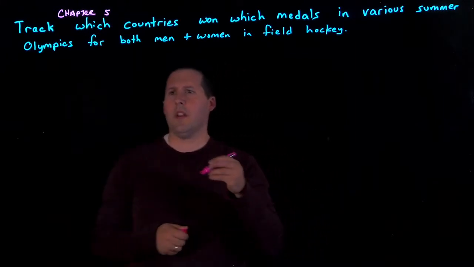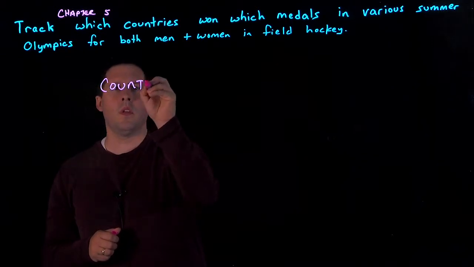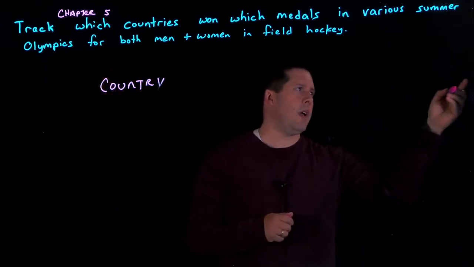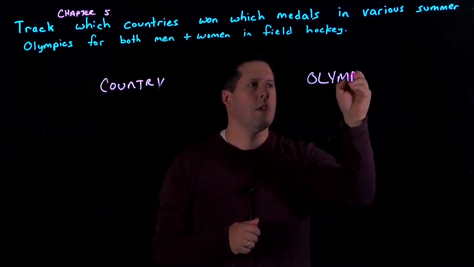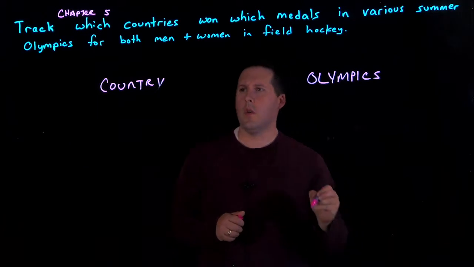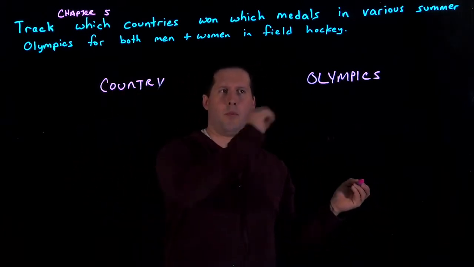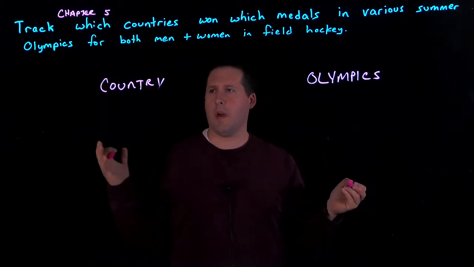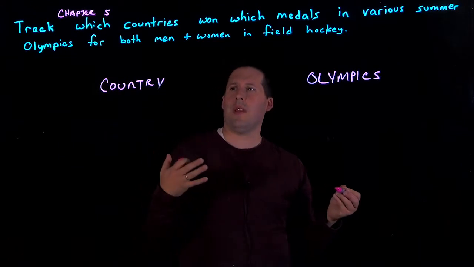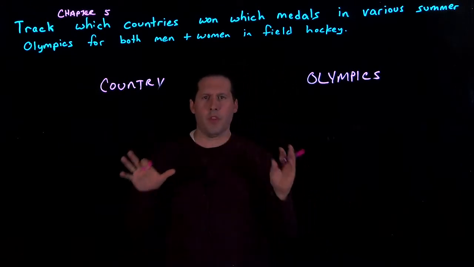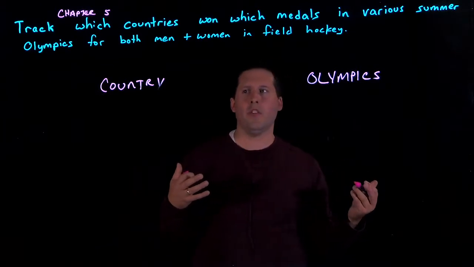So if we started with just the country, and over here we had the Olympics, we would have what is known as a many-to-many issue. We've got many countries that each participate in the Olympics. There's 3 medals that are given out for each competition, and each Olympics has many countries that are in it. And if we just started with those 2, we'd have nowhere to store to keep track of the medal information.